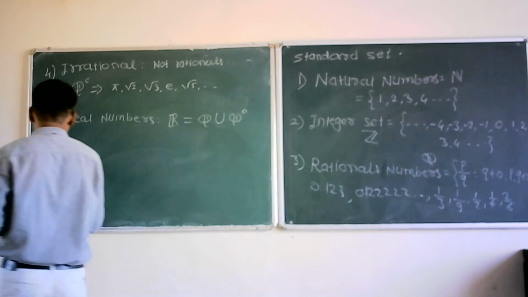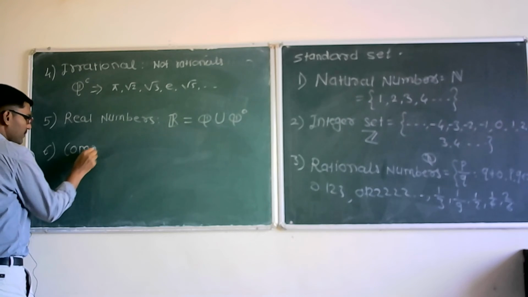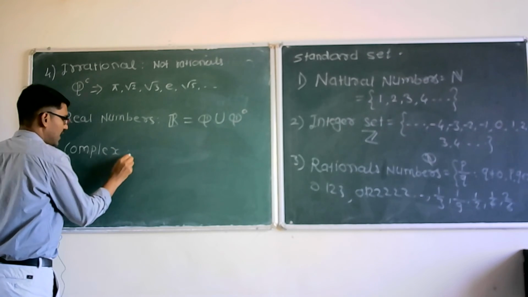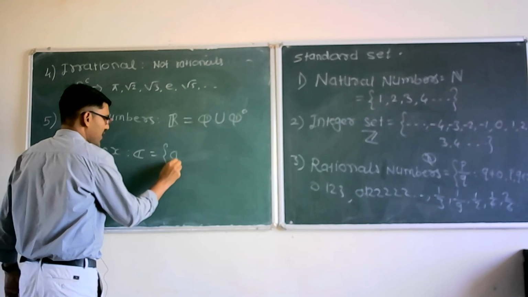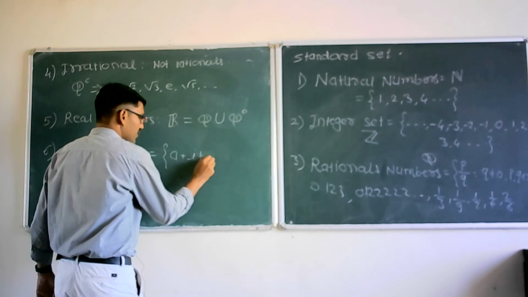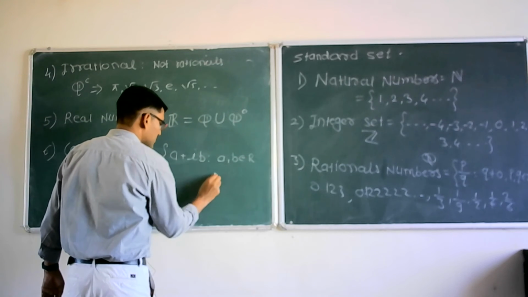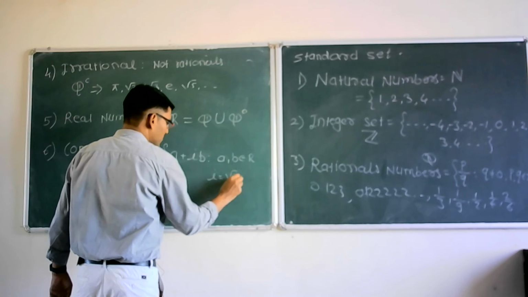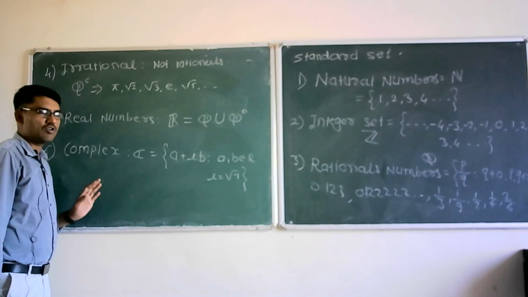Next, the last set is the complex number set. It is denoted by capital C, and it is of the form a plus iota b, where a, b belong to R and i is equal to under root of -1. Again, there is completely one chapter based on complex numbers.